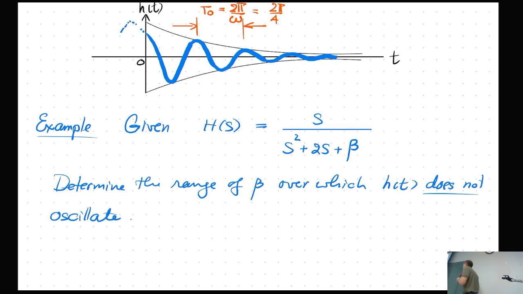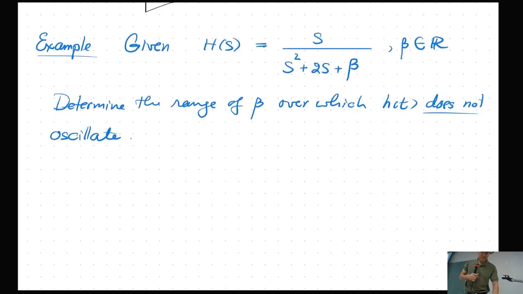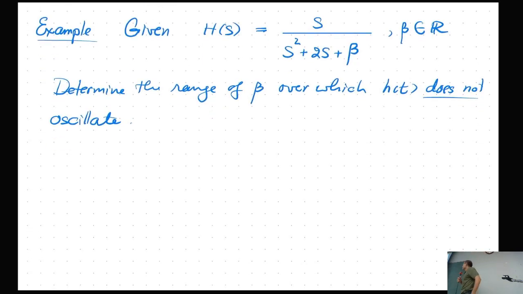What is your idea? What is your strategy of doing this? Beta is a real number. Sorry, I have to indicate that. Beta is a real number. We want to find for which beta does the impulse response not oscillate. So what do you think? How do we approach this?